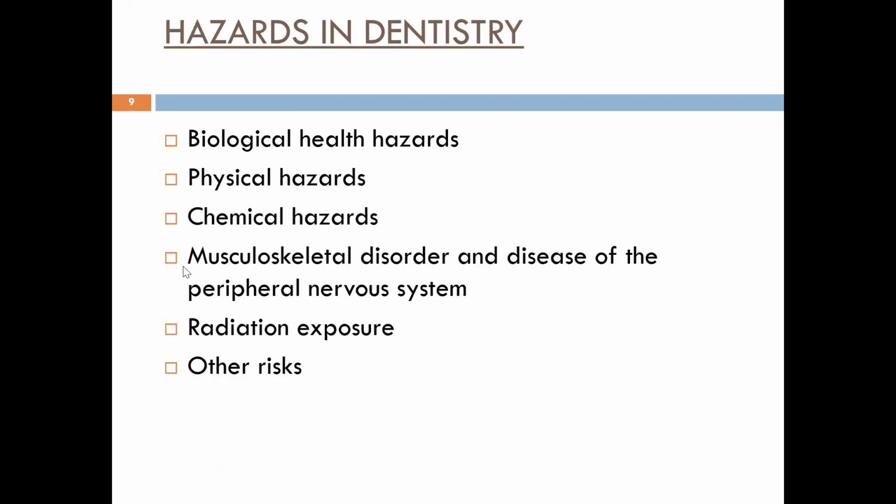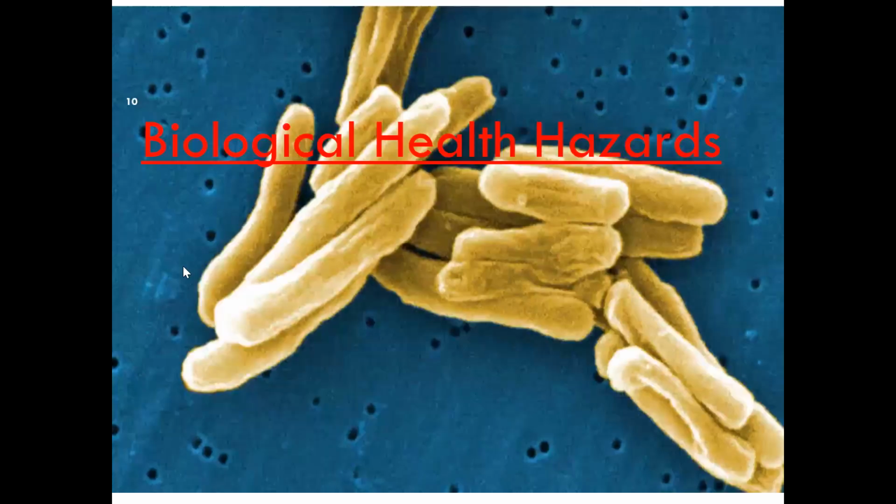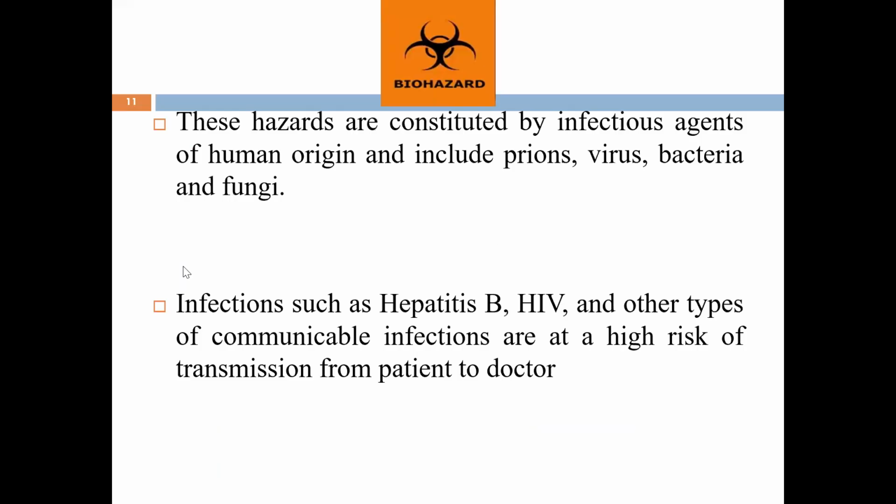Hazards in dentistry: first is biological health hazards, then physical hazards, chemical hazards, musculoskeletal disorders, diseases of the peripheral nervous system, radiation exposure, and other risks. Coming to biological health hazards, these hazards are constituted by infectious agents of human origin and include parasites, virus, bacteria, and fungi. Infections such as hepatitis B, HIV, and other types of communicable infections are at a high risk of transmission from patient to doctor.